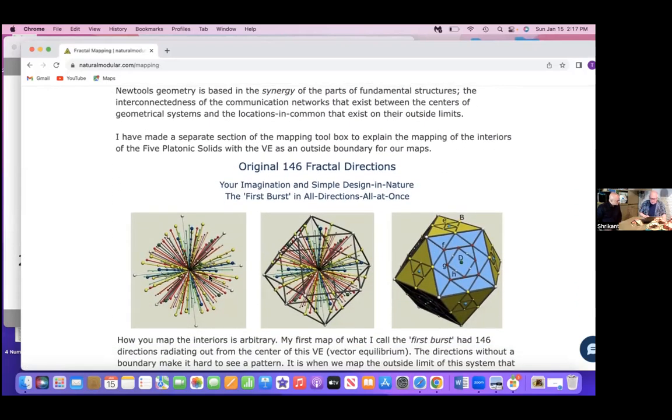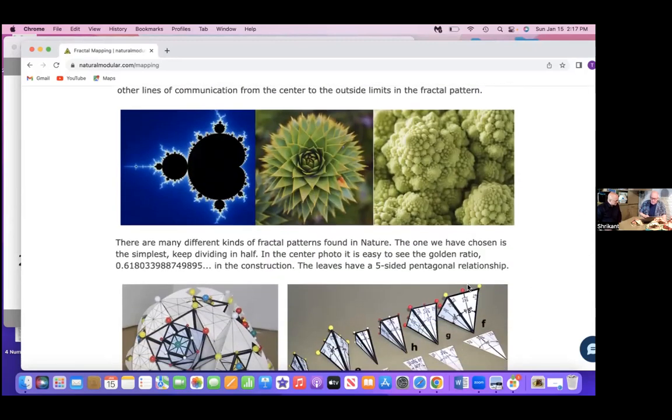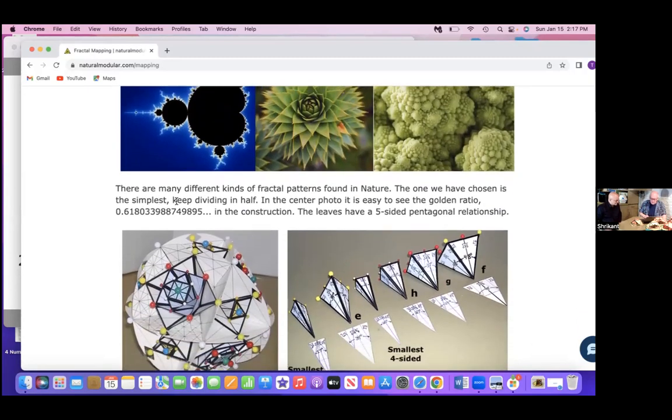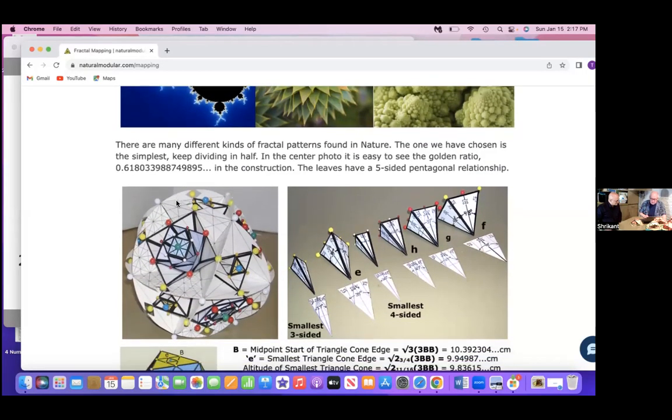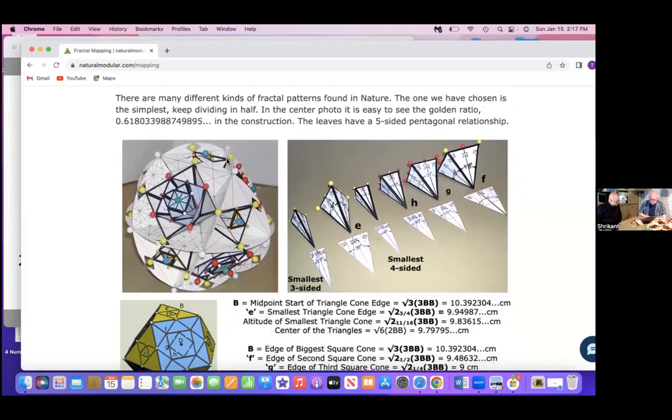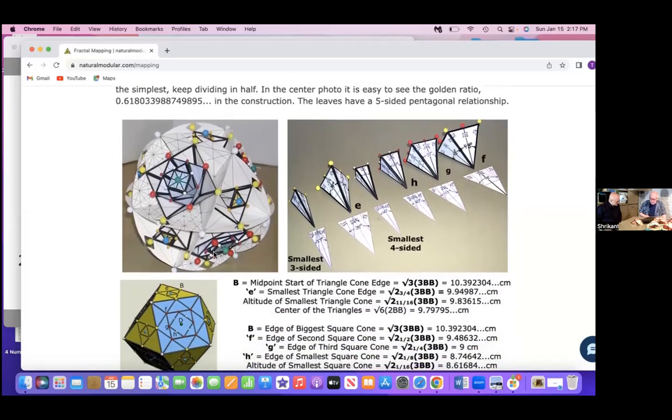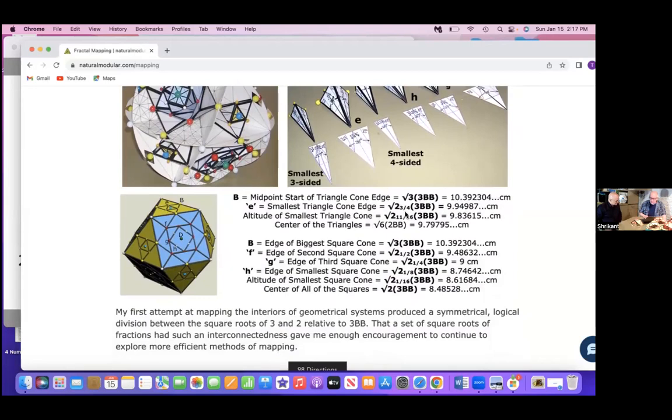And you can see that Fabiano made the 146 directions. And then you put the outside, and it's still, you can't make any sense of it. But then if you fill it in, you see it's a simple fractal pattern. And I found, here are examples, very famous fractal examples.